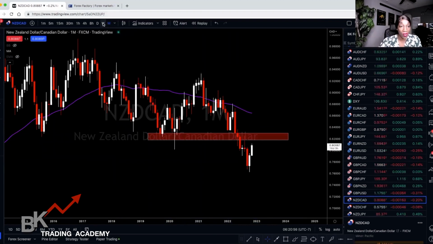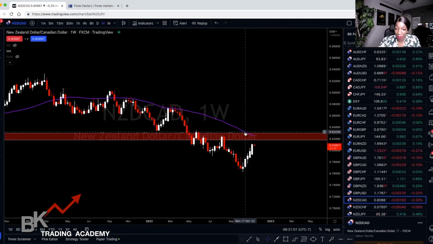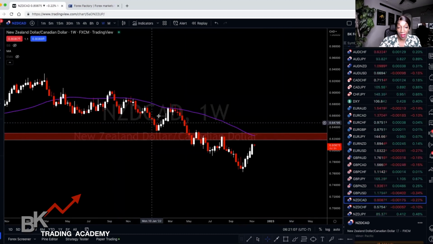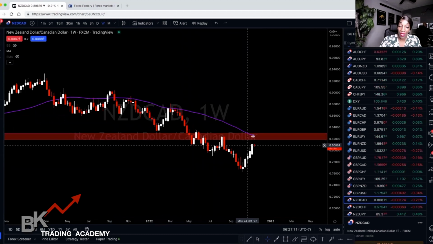So if we continue to drill down to the weekly, let's check our structure on the weekly. So notice how price is sitting right below my 50 period moving average on the weekly. And you see how as long as price stays below it, it's acting as dynamic resistance. It continues to push down. So this is how you could use the 50 period moving average even on the weekly.